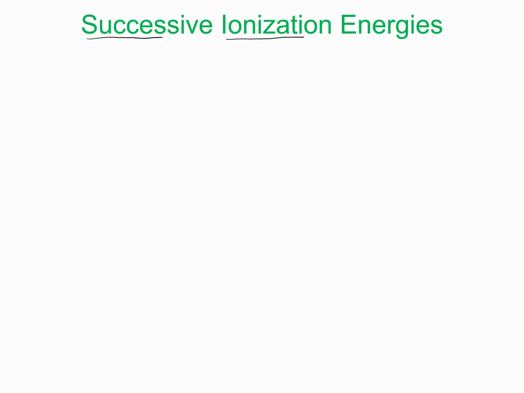So if we break this word down, it's ionization energy, the amount of energy required to remove an electron. And successive means successive electrons. So not just one electron, it's the energy required to remove another electron of the same atom and to keep removing electrons off of the same atom.